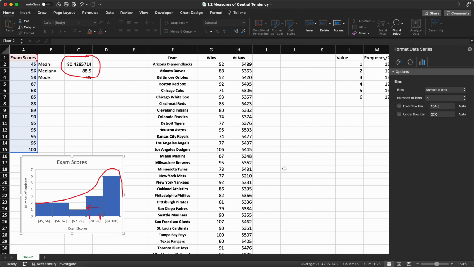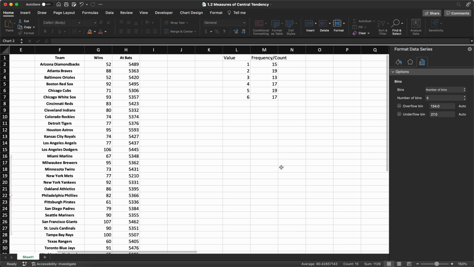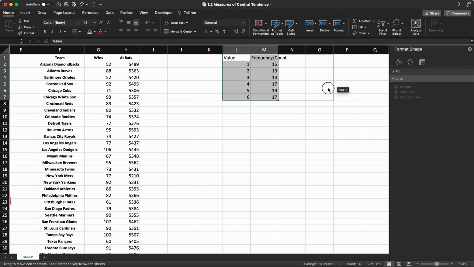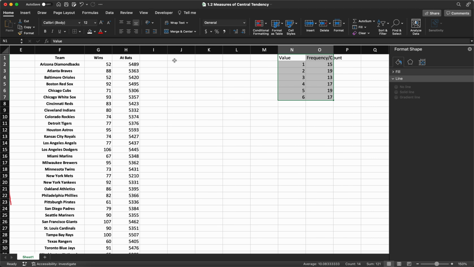So let's do this again. So now we know how this works. We know, I'm just going to move this data set over for a second. Okay. We know that I can calculate mean, median, and mode using built-in formulas.